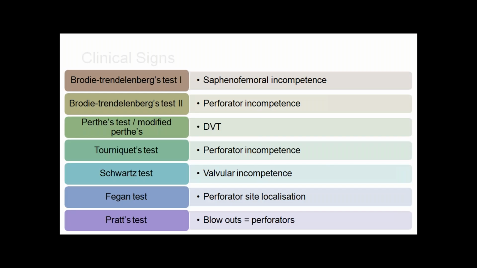So what is Pratt's test? We tie the crepe bandage from below upwards over the whole limb and a tourniquet at the saphenofemoral junction. Now we will ask the patient to stand up and remove the elastic bandage and the tourniquets. There we will see the blowouts where there is a location of perforator incompetence. At those places we will see the blowouts. That is the Pratt's test.